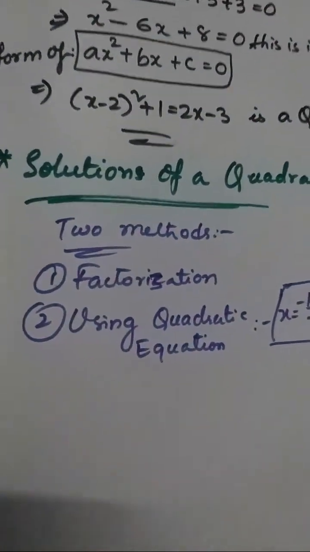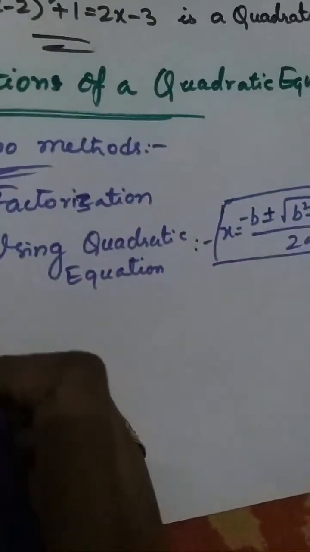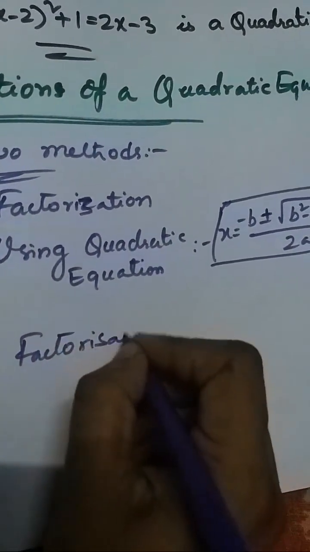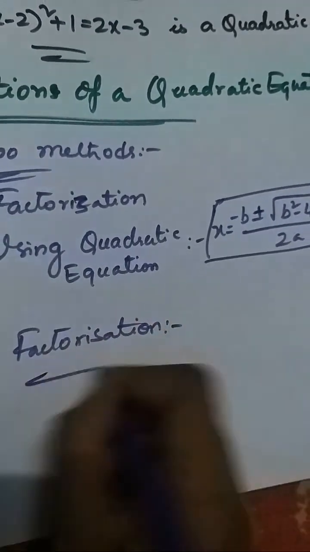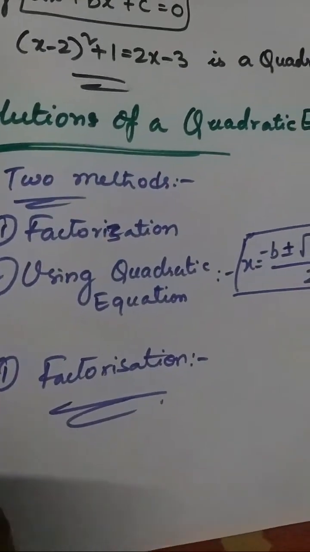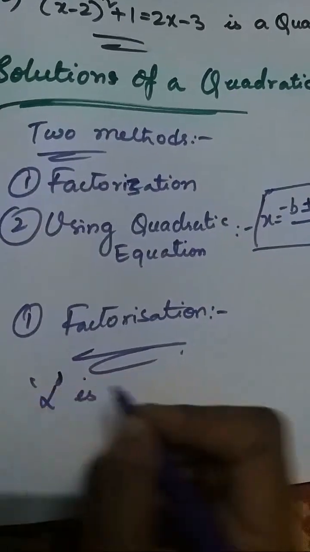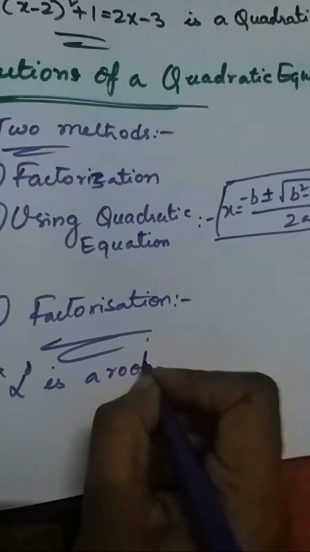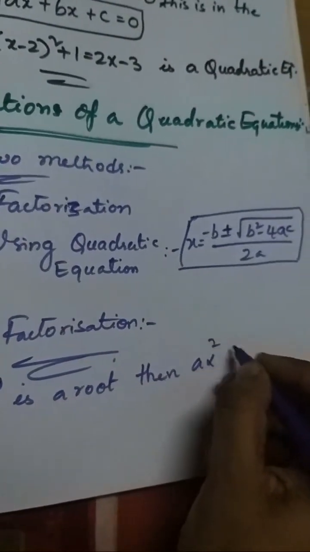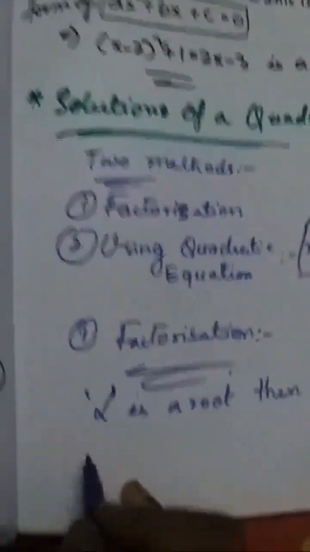Okay, first I am going to show the first method, that is the factorization method, with simple problems. Here we say alpha is a root. For example, if alpha is a root, then what is the quadratic equation? a alpha square plus b alpha plus c equal to 0.